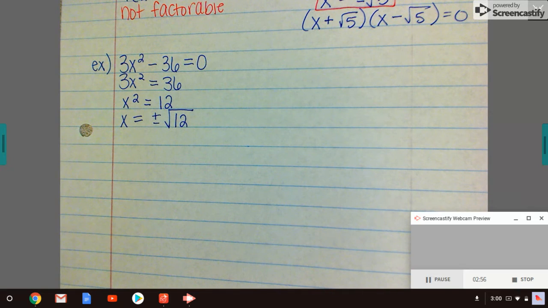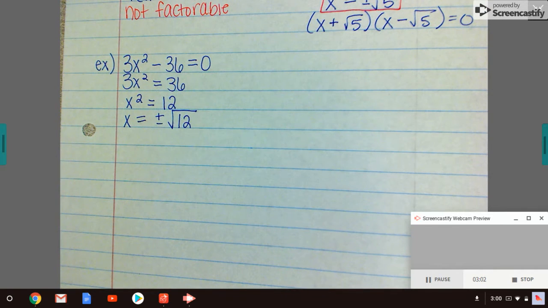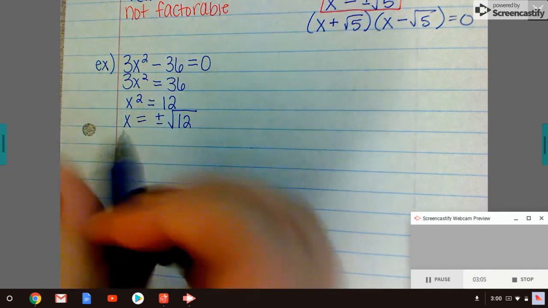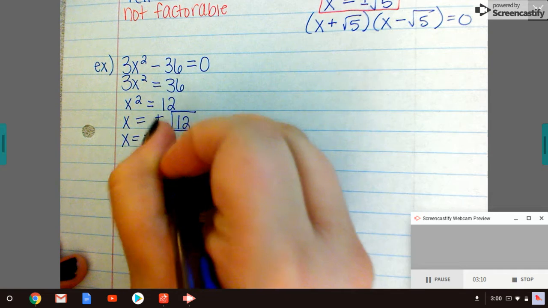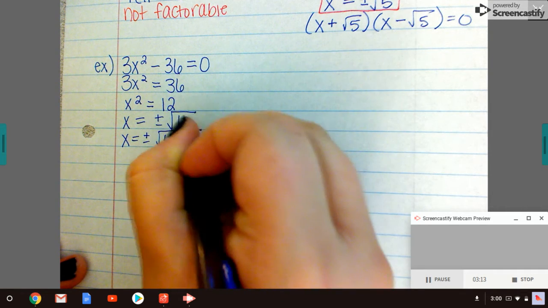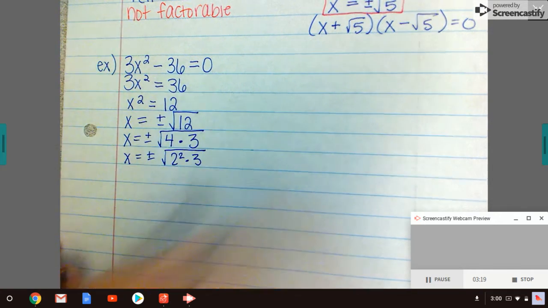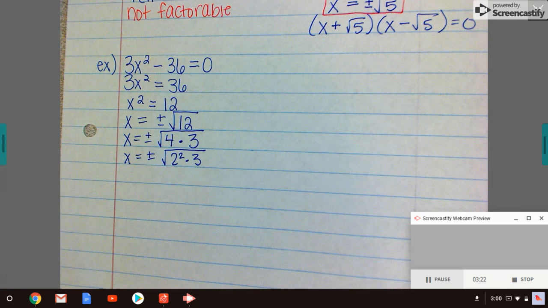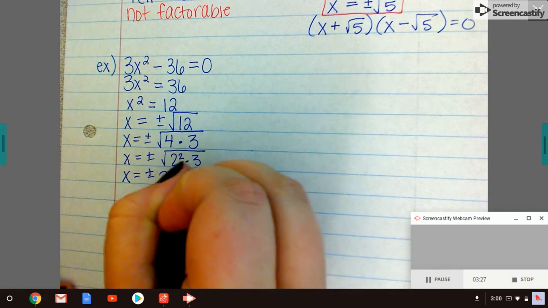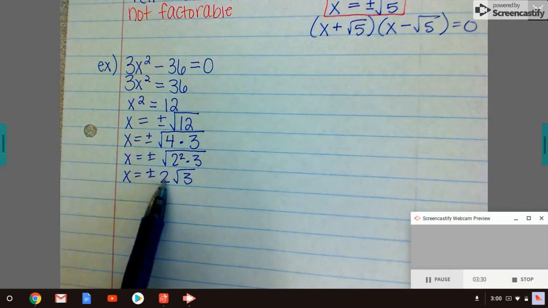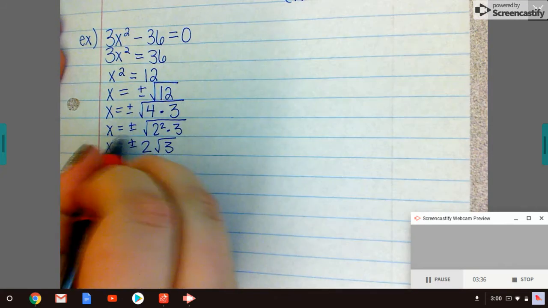In our last section, we looked at simplifying square roots, so let's do that here. 12 can be simplified into being 3 times 4, and 4 is a perfect square. So let's rewrite this as 4 times 3, and then rewrite that again as plus or minus the square root of 2 squared times 3. Now it's really obvious what we need to pull out. We're going to have plus or minus 2 root 3. So there are my two answers: the positive 2 root 3 and the negative 2 root 3. We still have two answers to our equation. So there's my answer on this one.